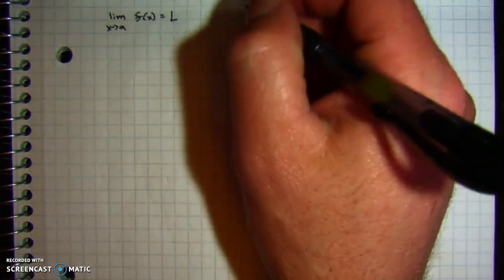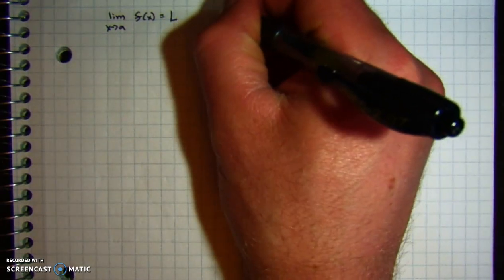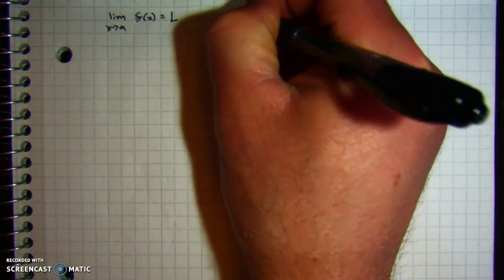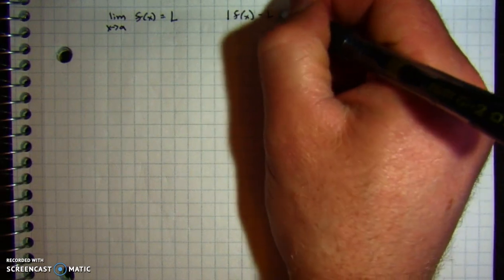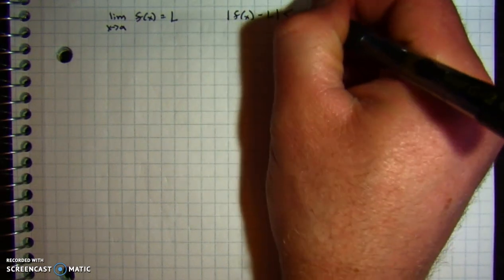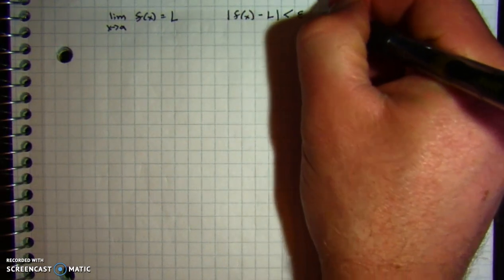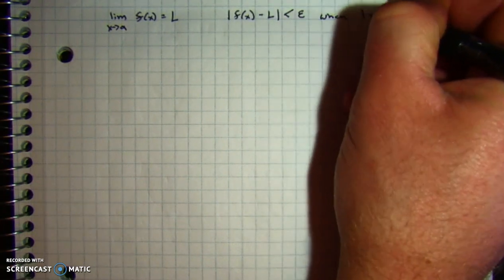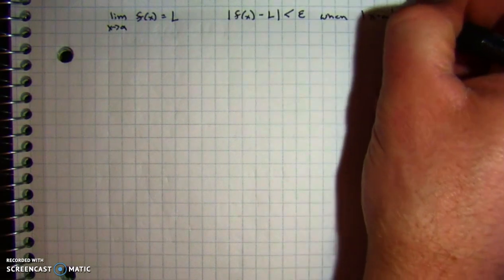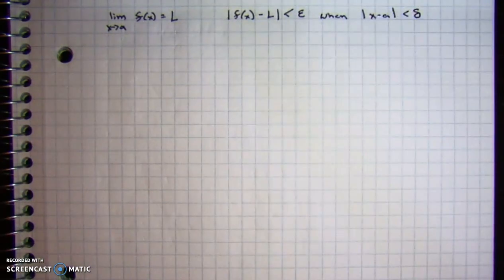The way this is defined is you say, okay, this is true if you have the absolute value of f of x minus L less than epsilon when the absolute value of x minus a is less than some delta.